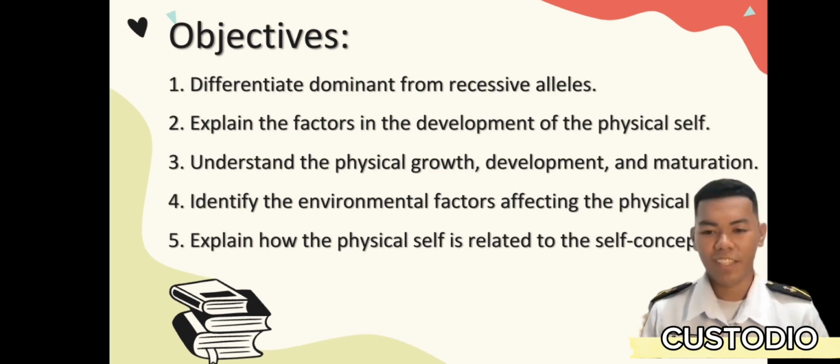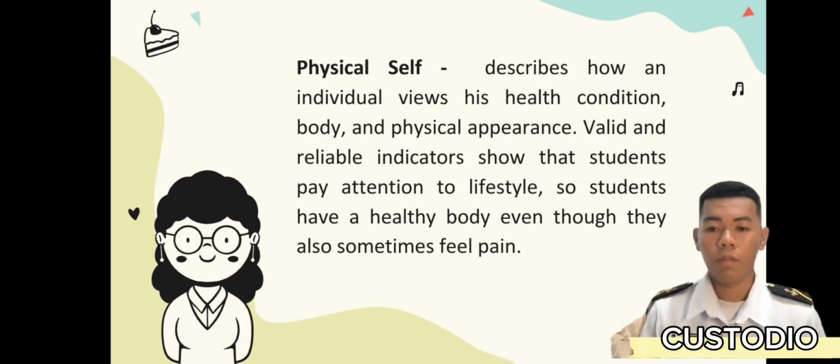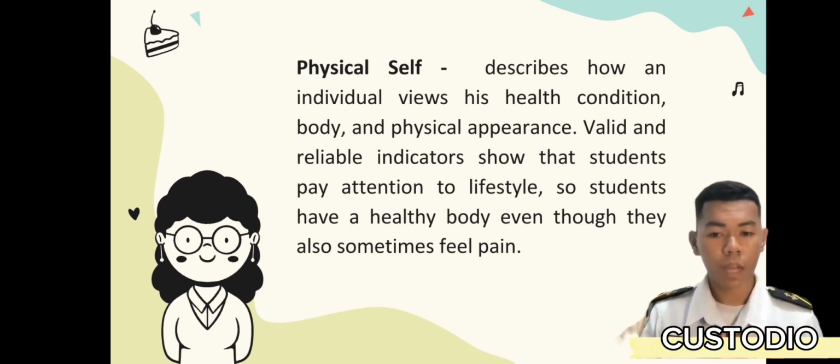So now let's start. The physical self. Physical self refers to one's physical attributes, appearance, health, and capabilities. Physical self also describes how an individual views his health condition, body, and physical appearance. It encompasses aspects such as body shape, fitness level, sensory abilities, and overall well-being.